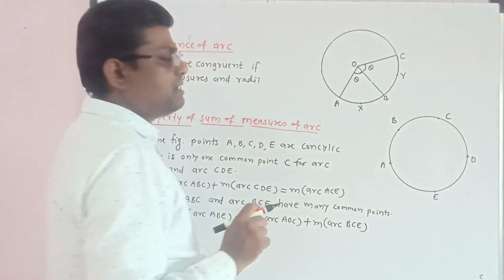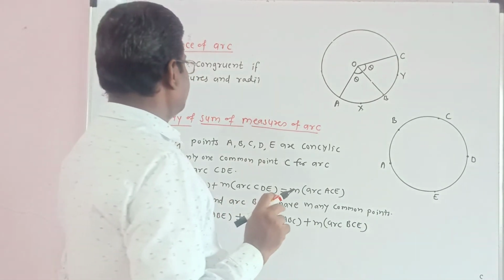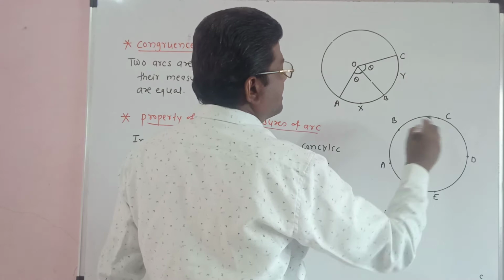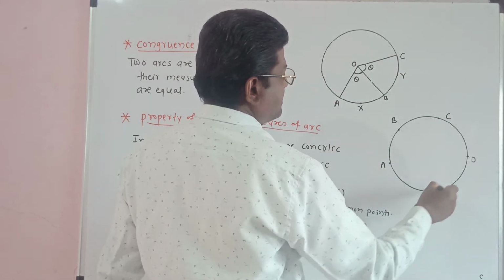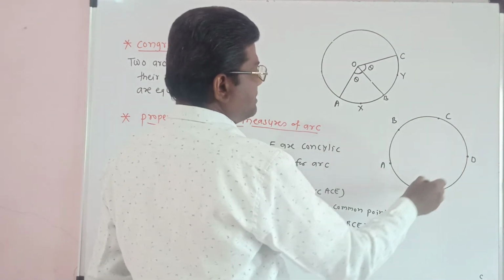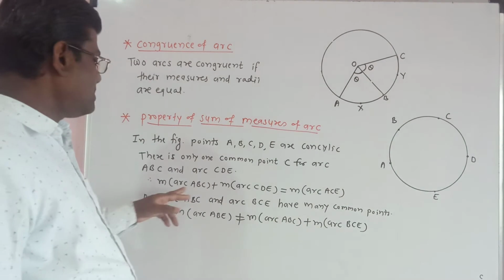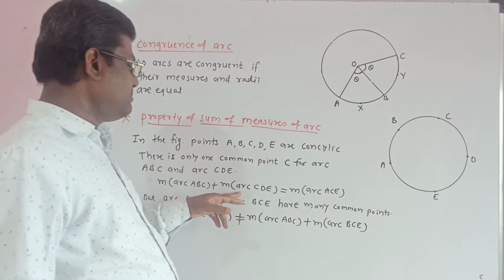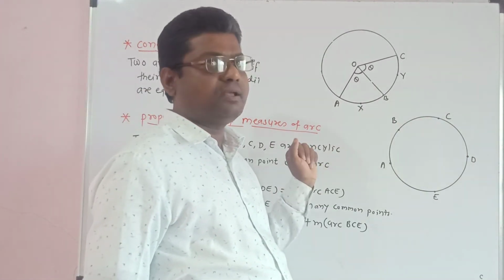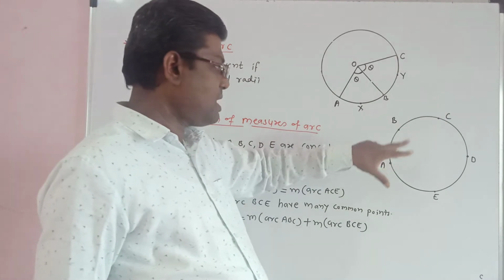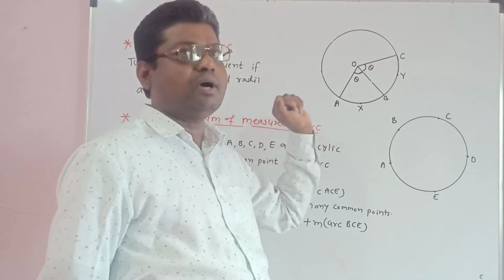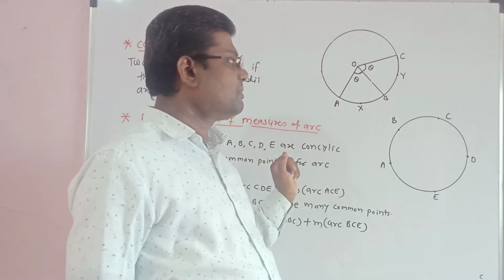Then we can add their measures: the measure of arc ABC plus the measure of arc CDE is equal to the measure of arc ACE. So the measure of arc ABC plus the measure of arc CDE is equal to the measure of arc ACE, because these two arcs ABC and CDE have only one point C in common.